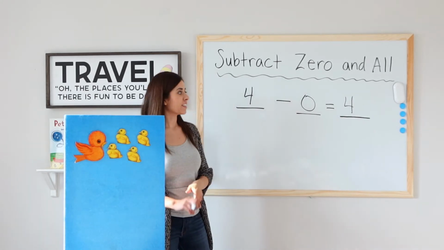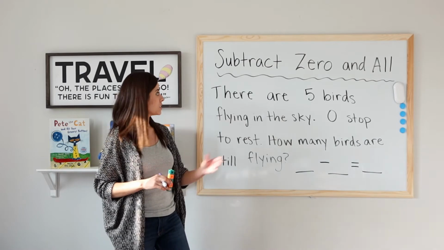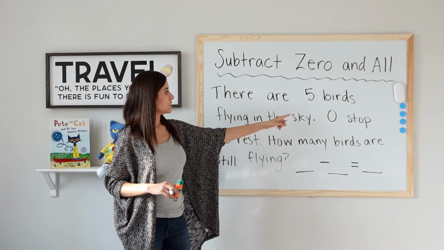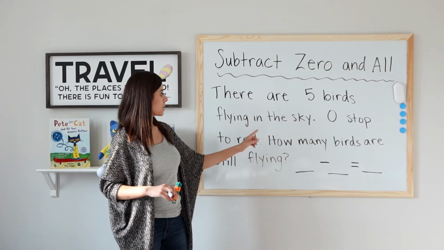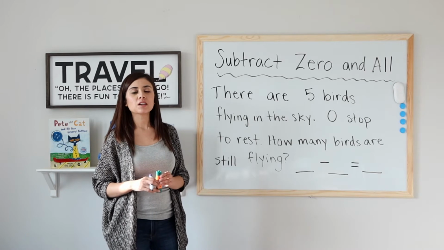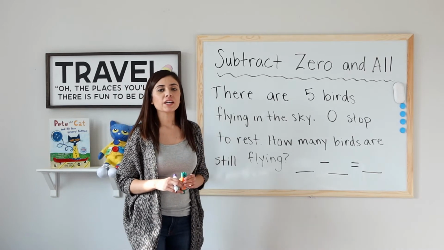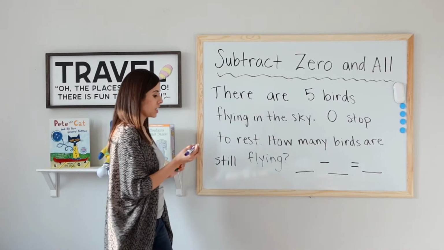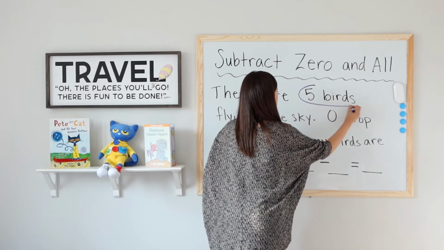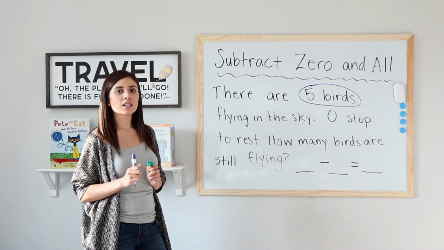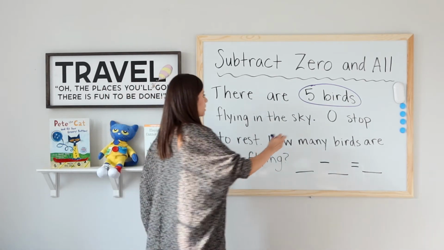Very good. Okay, this example says, there are 5 birds flying in the sky. 0 stop to rest. How many birds are still flying? So let's start by circling what we know. I know that how many birds are flying? 5. Very good. Let's circle 5 birds. Now, how many stop to rest? 0. Very good.